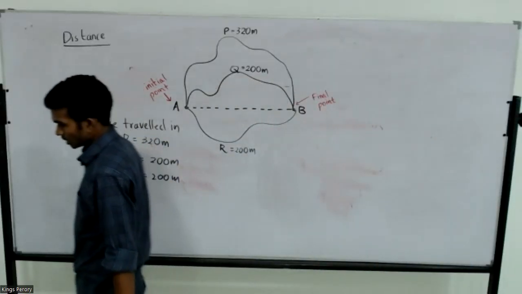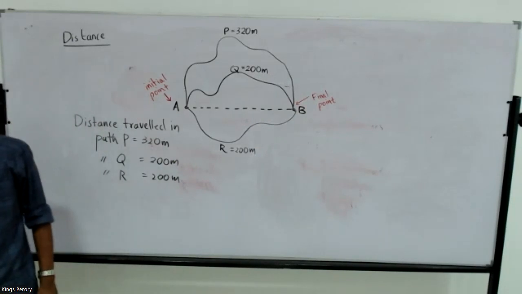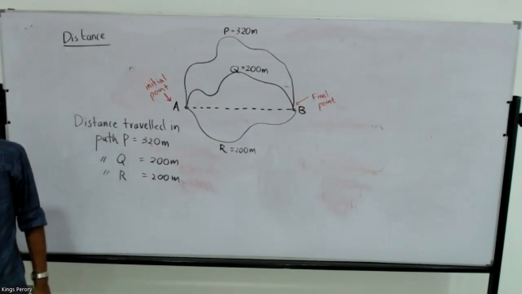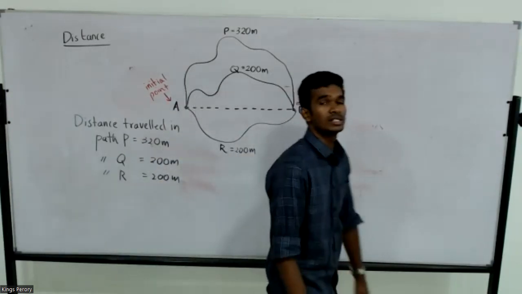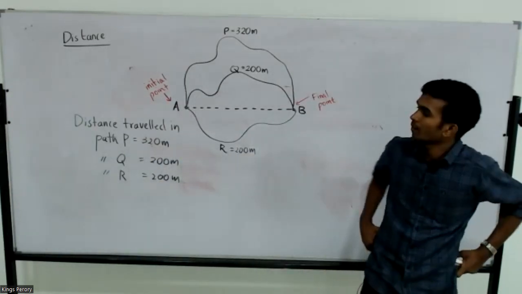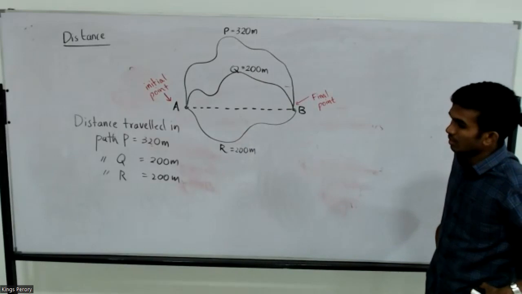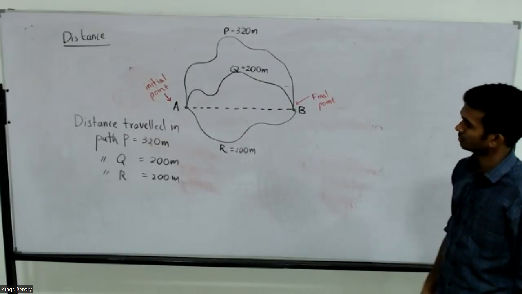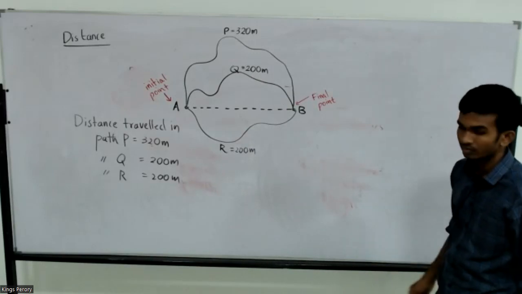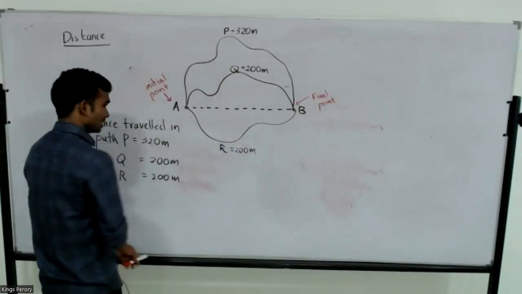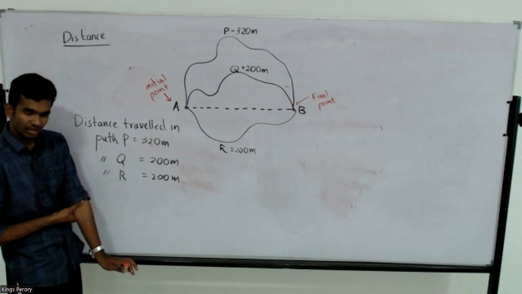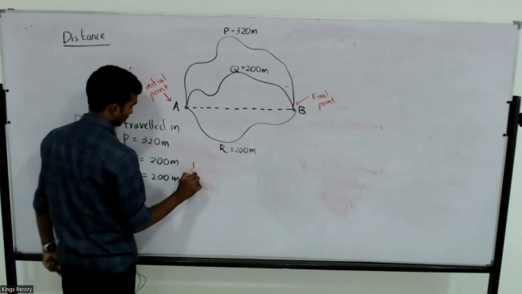Distance depends on the path we take. Now a very important question. Distance is a scalar or vector? It's a scalar.